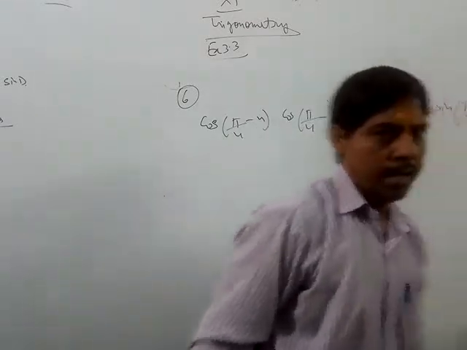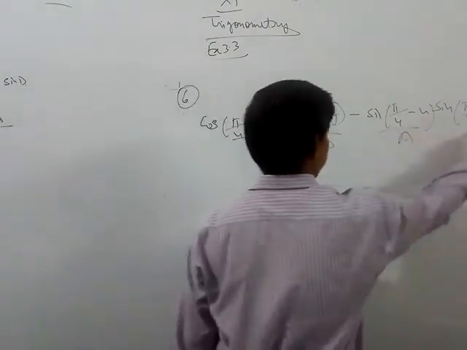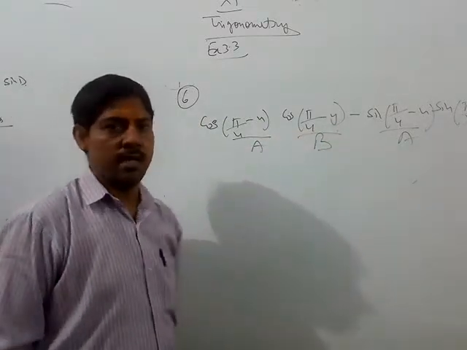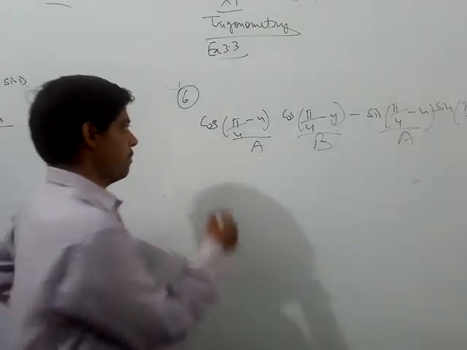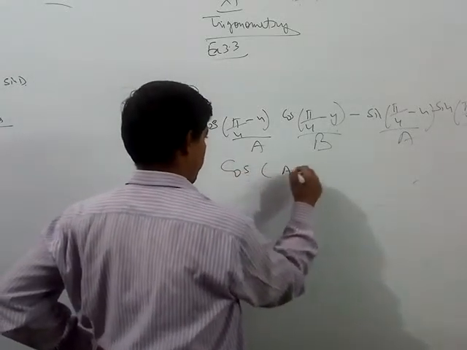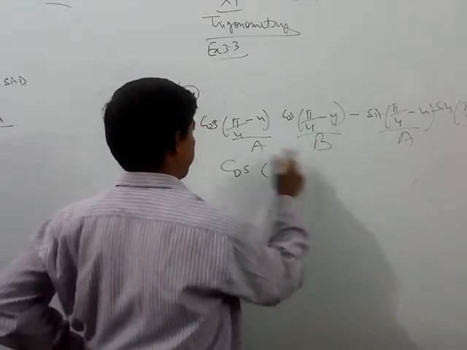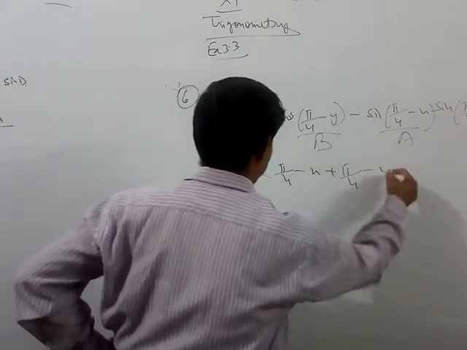Now let us consider this as A and this as B. The identity is cos A cos B minus sin A sin B. If you have learnt the identities, this is cos(A plus B). So what is A and what is B? A is pi by 4 minus x and B is pi by 4 minus y.